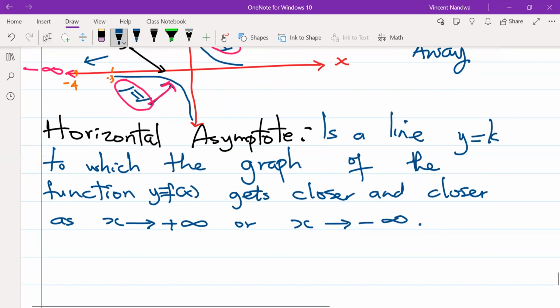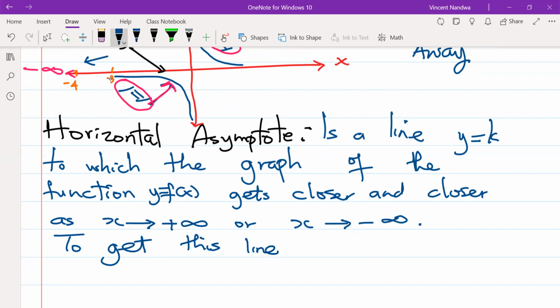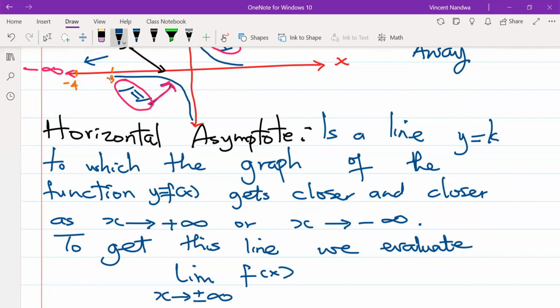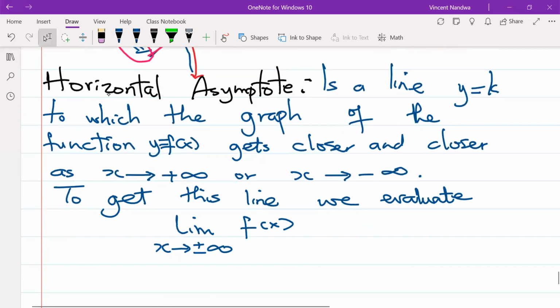So to get this line, we evaluate the limit of f of x as x approaches either plus or minus infinity. And so this is what will give us the horizontal asymptote. So the horizontal asymptote y equals the limit as x approaches plus or minus infinity of f of x, which will give you a definite value k.